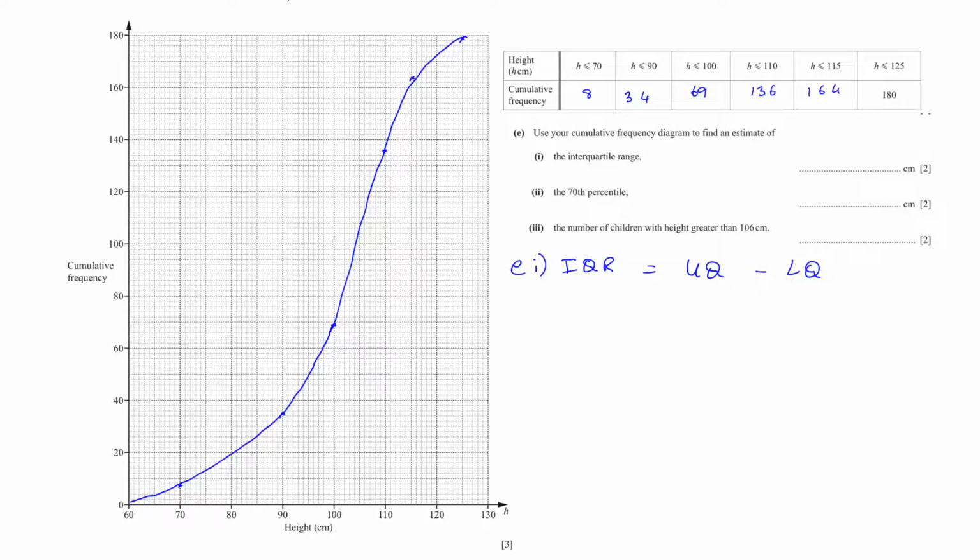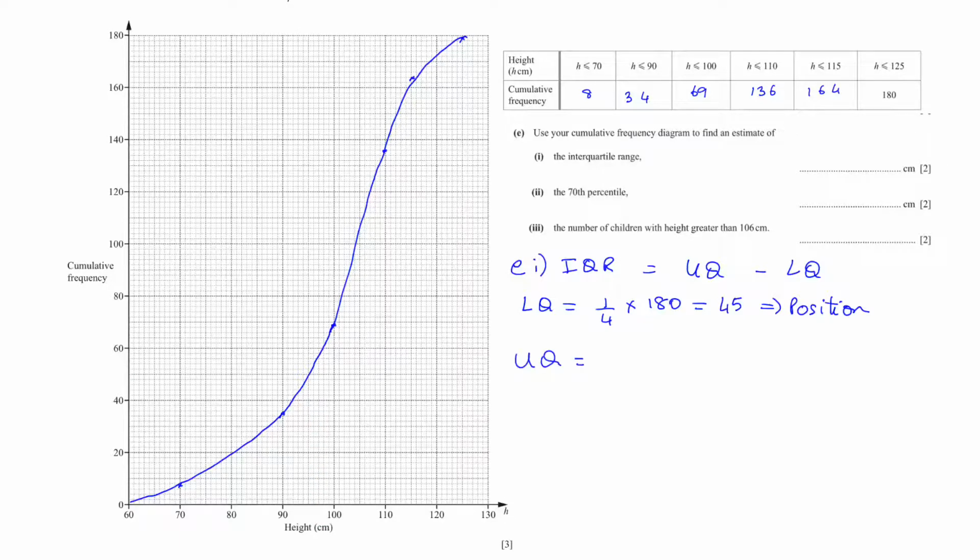To find the lower quartile, we use the formula 1 over 4 multiplied by the frequency, which in this case is 180. That will give us 45. 45 is the position on the height axis. This 45 is your y value, and you are supposed to find the corresponding x value.